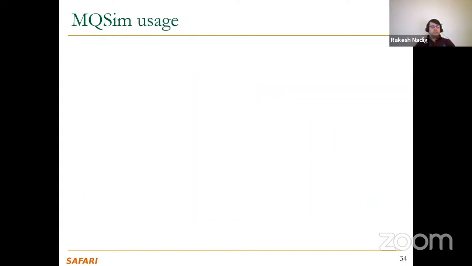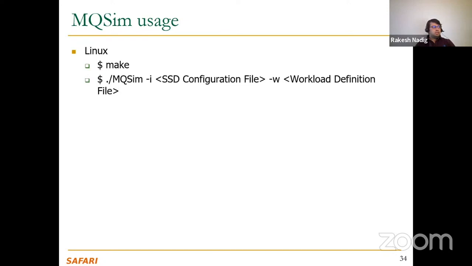So finally, we look at how we use the MQSim. And if you are a Linux user, then we just download the code from the GitHub, and then we run make. And if we have to run the simulator, then we basically pass the SSD configuration file and the workload definition file in this format, and that will run the simulator.